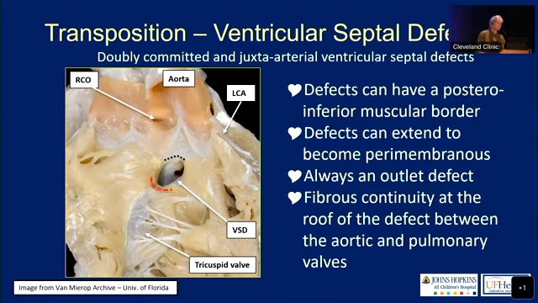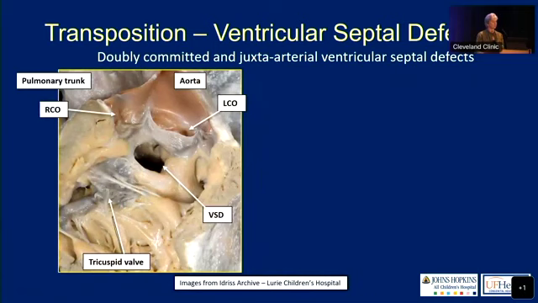These defects can extend to become perimembranous. This one shows us that there's a posterior inferior muscular bar protecting the conduction axis. They can also extend to become perimembranous, and they always are outlet defects. Doubly committed and juxta-arterial defects are always extending into the outlet of the right ventricle.